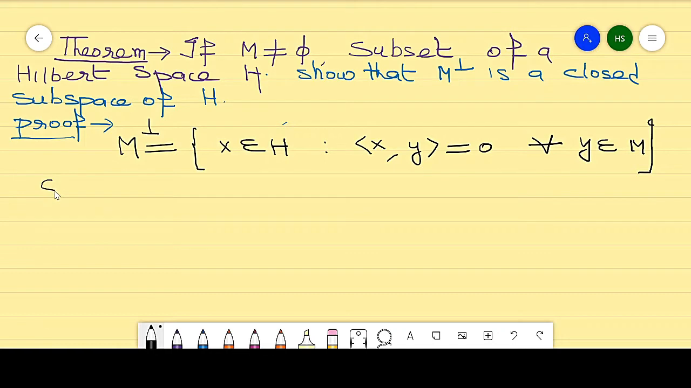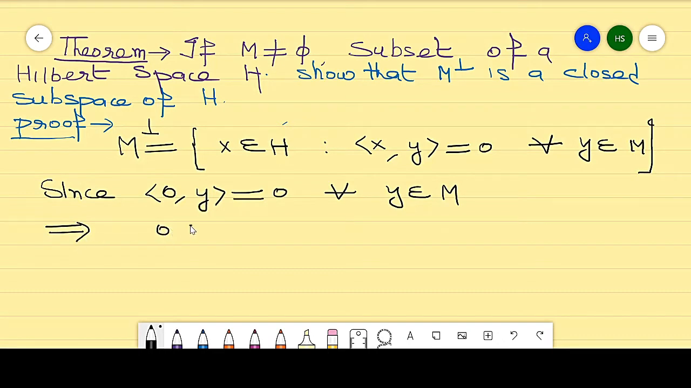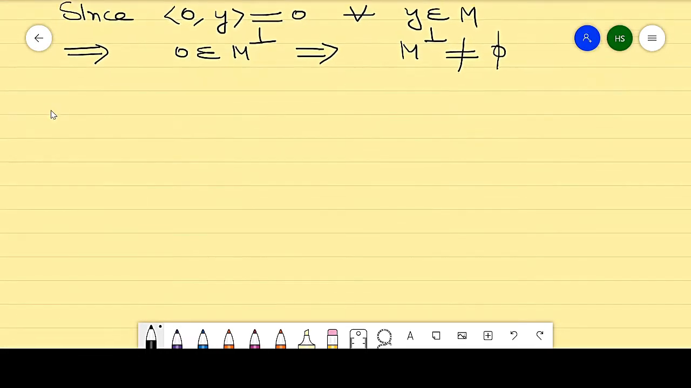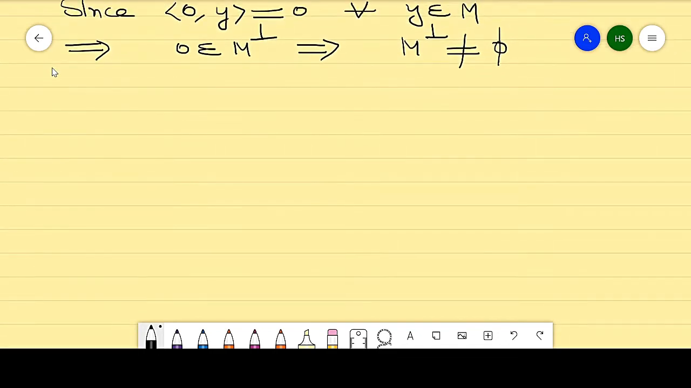Now since the inner product of 0, y is 0 for every y belongs to M, it implies 0 belongs to the orthogonal complement of M. So the orthogonal complement of M is non-empty. This is my first step, because it should be non-empty. That's why we can take any vector from this set.